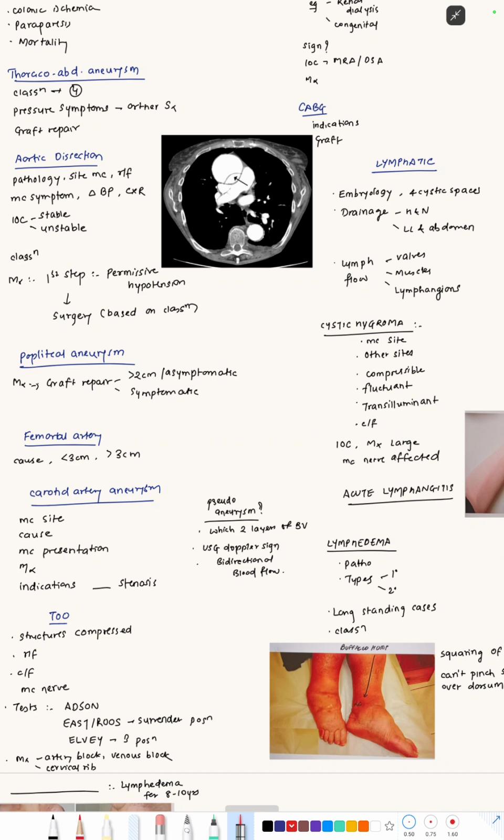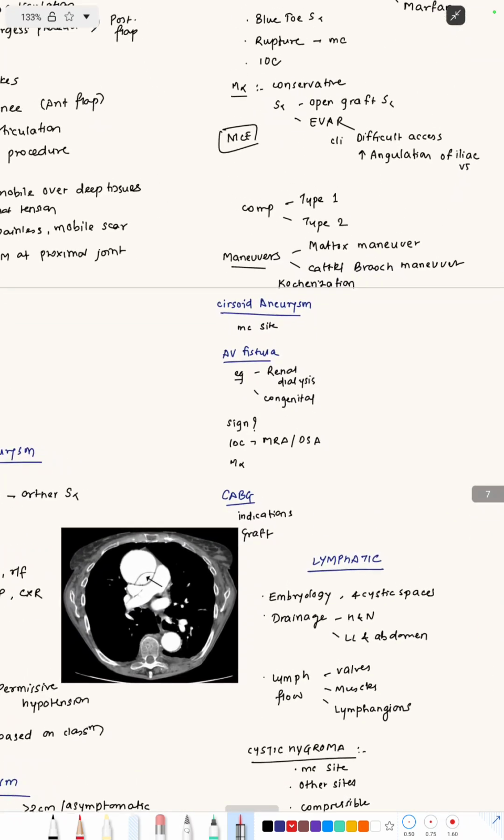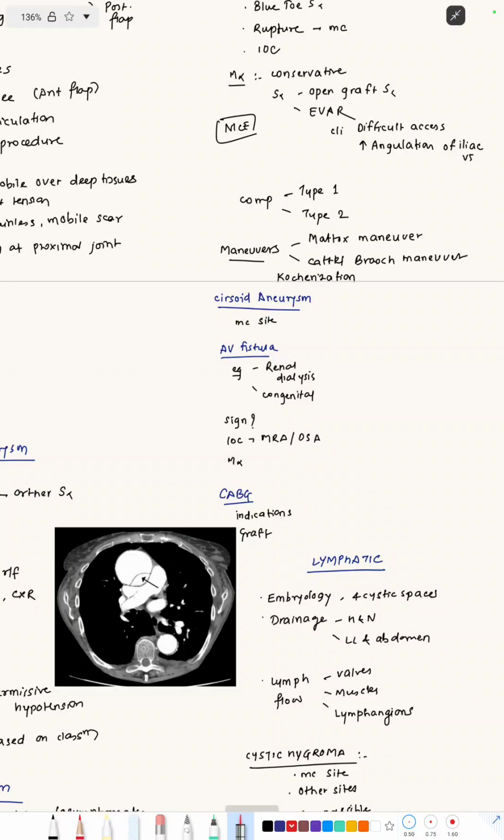Management: if it's a case of arterial block, then in that particular case stenting is done; venous block, anticoagulation; and if the cervical rib is present, we have to excise the cervical rib. And next is the saccular aneurysm. In saccular aneurysm, the most common site is the superficial temporal vessels. There is a large pulsatile swelling that is seen.